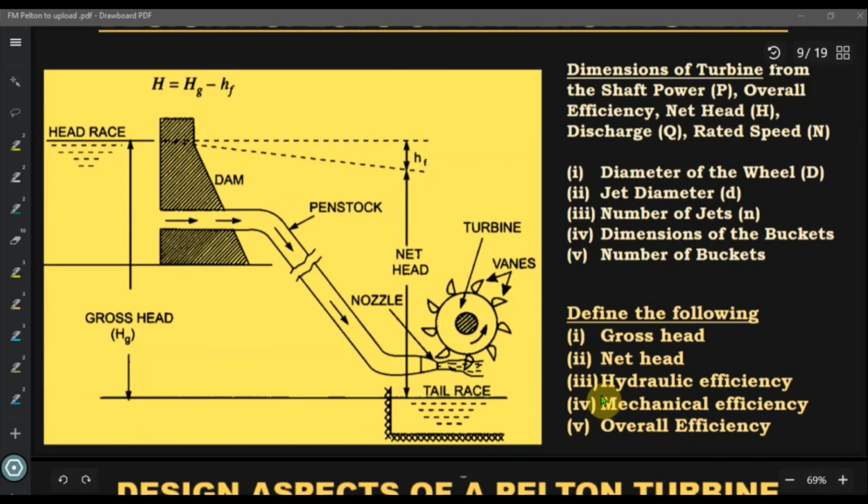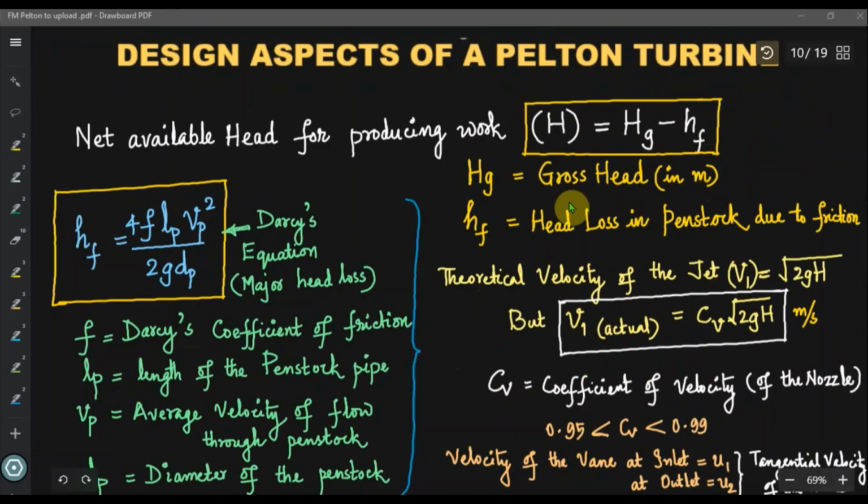You are already familiar with the term hydraulic efficiency, and that is one of the stage efficiencies of a turbine. And then we can have mechanical efficiency, and collectively, while referring to the overall output and overall input to the turbine, we can have an efficiency rating called overall efficiency also. Net available head for producing useful work, capital H, is equal to Hg - Hf, where Hg is the gross head in meters and Hf is the head loss in the penstock due to friction, also in meters of water. And this Hf can be found out by Darcy's equation, and you may be familiar with that.